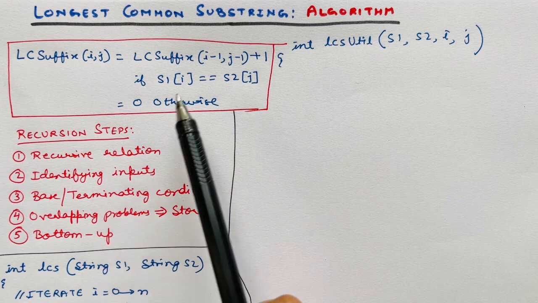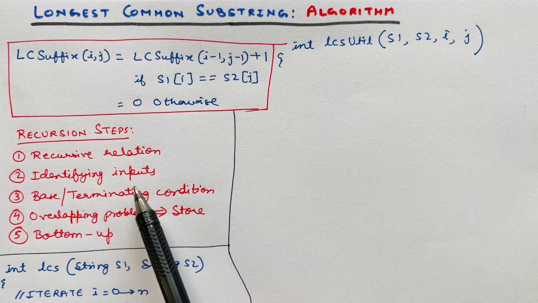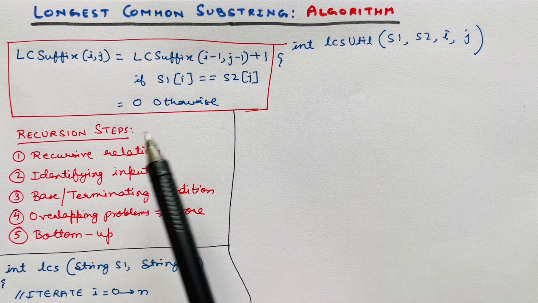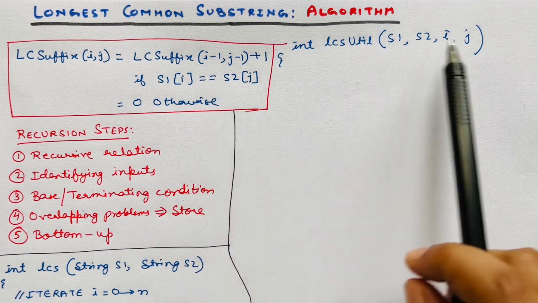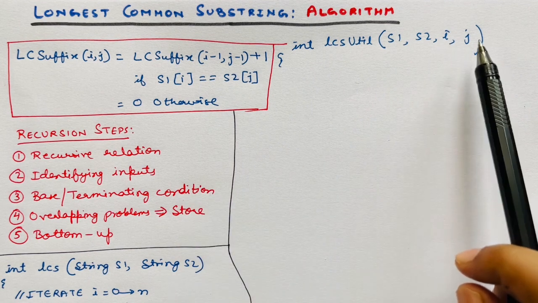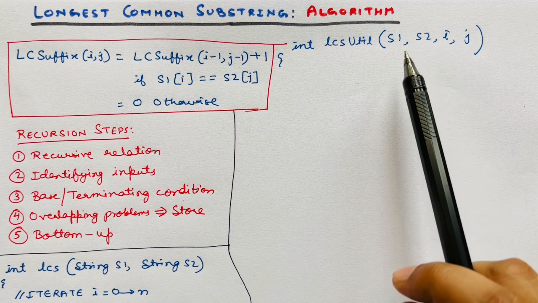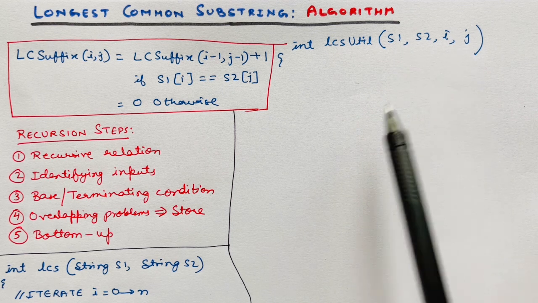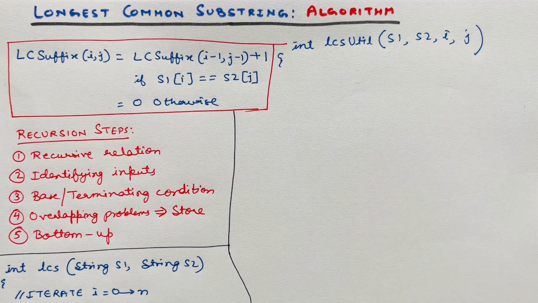We have identified the recursive relation and we have also identified the inputs that will go into the recursive method call. What are those inputs? The inputs are i and j as per this recursive relation. But obviously i and j independently do not make sense since they refer to the characters in string S1 and S2. Therefore, we will pass S1 and S2 as well.